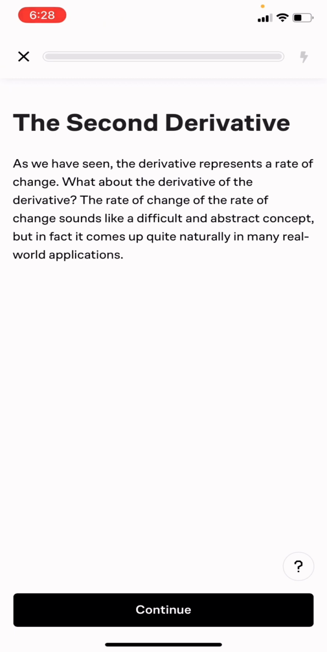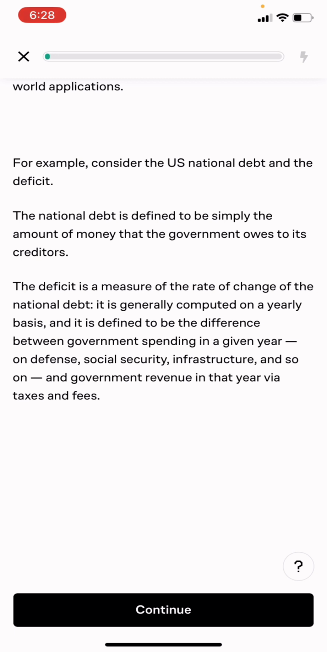Okay, the second derivative. As we have seen, the derivative represents a rate of change. What about the derivative of the derivative? The rate of change of the rate of change sounds like a difficult and abstract concept. In fact, it comes up quite naturally in many real-world applications. For example, consider the U.S. national debt and the deficit.